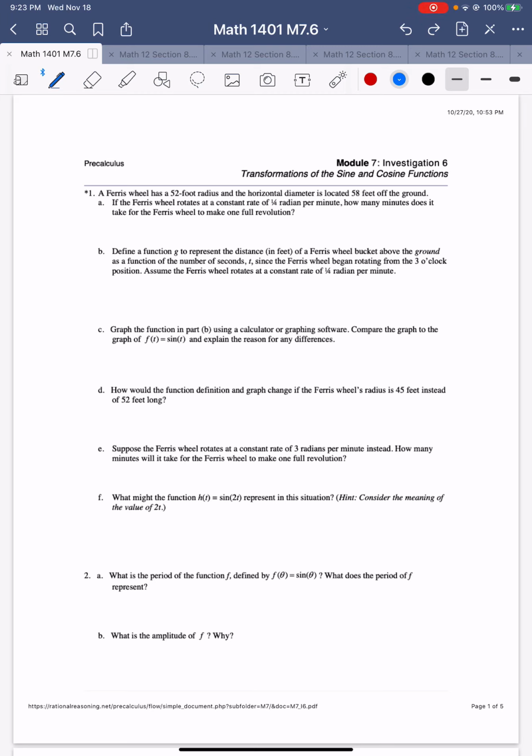This is Module 7, Investigation 6, transformation of the sine and cosine function. In this investigation, I will cover number 4 and then 5 and 6. Alright, so let's take a look at number 4.